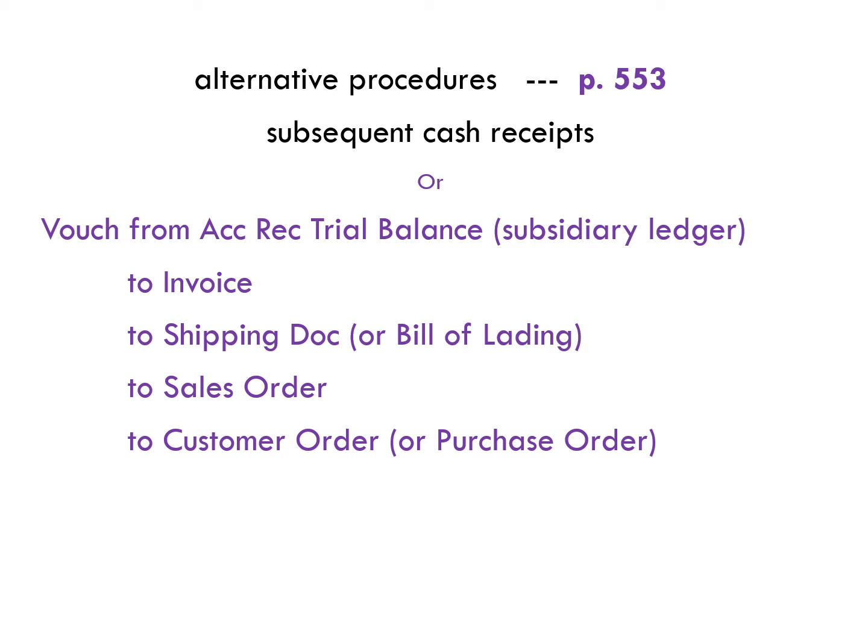If the customer doesn't respond to the confirmation, we have to perform alternative procedures. One alternative procedure is subsequent cash receipts. If the client says Miller Motor Company owes them $500, and on January 2nd there's a check from Miller Motor Company for $500, it appears that Miller Motor Company owed him $500. In fact, we know Miller Motor Company owed him $500.